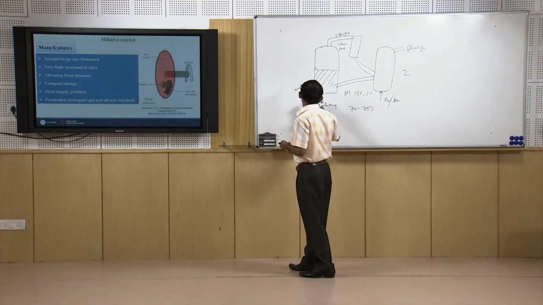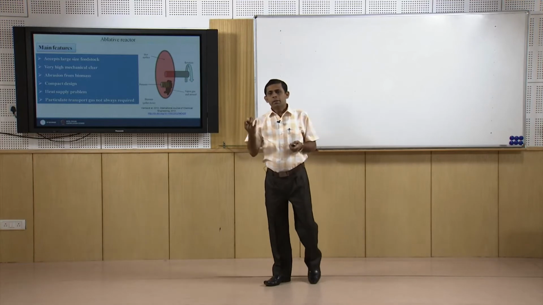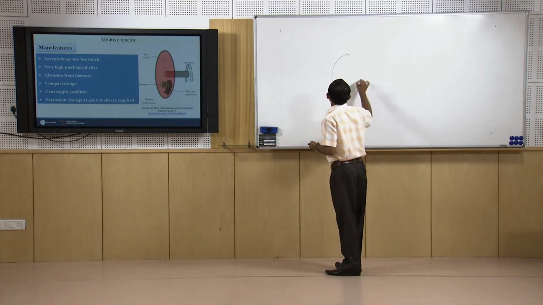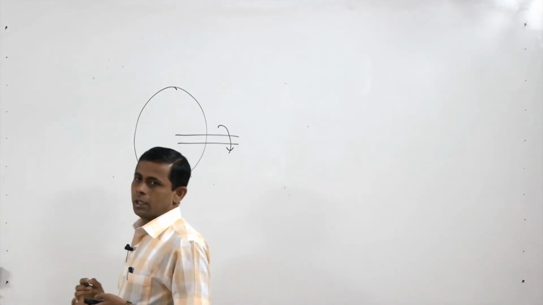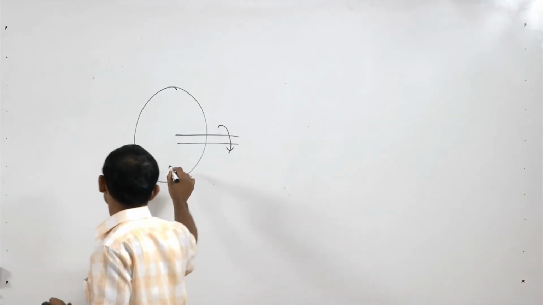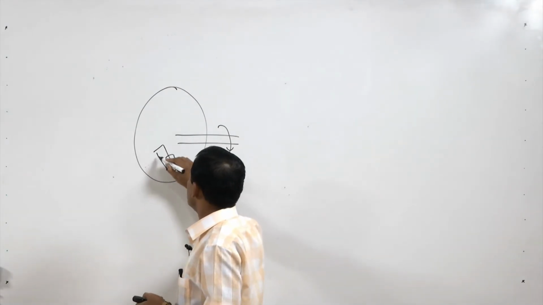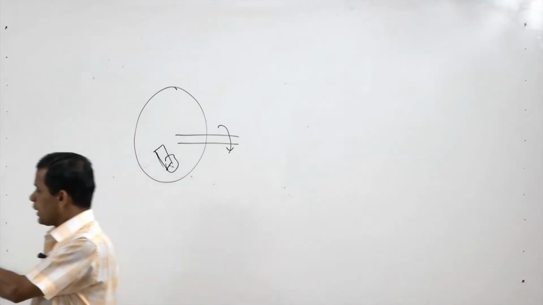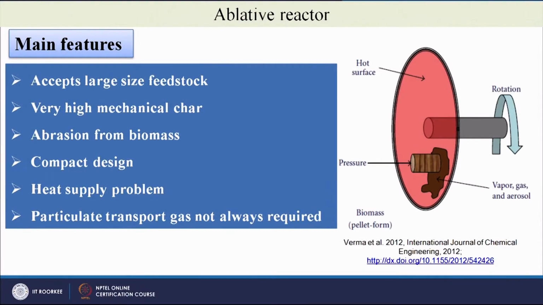Next we will come to the ablative reactor. In the ablative reactor, one hot plate is used and it is rotated, and biomass or waste is put on it and pressed. As shown here, it is pressed. The hot plate increases the temperature, and the biomass or waste is converted to vapor, gas and aerosol.